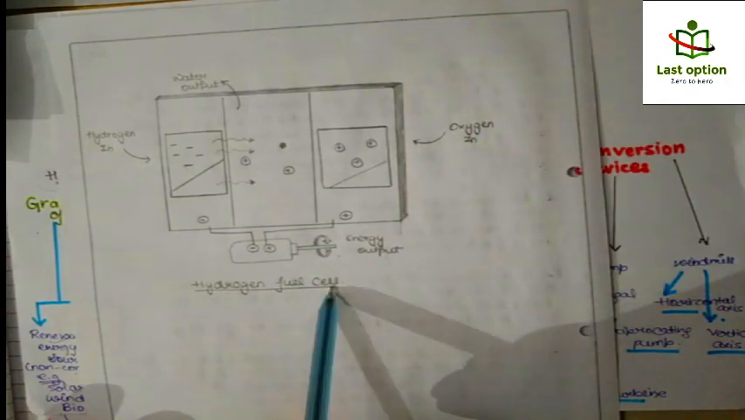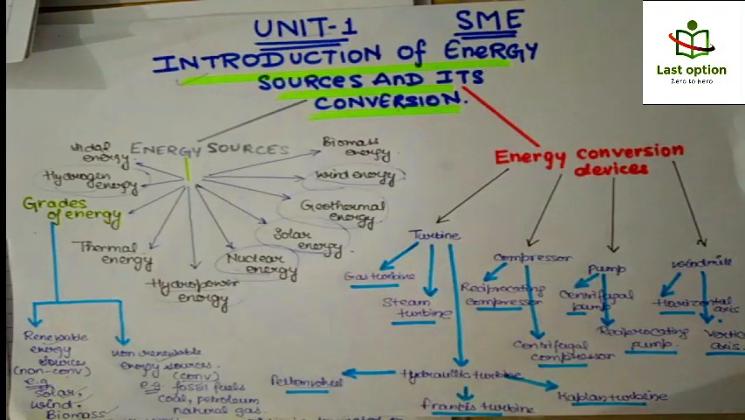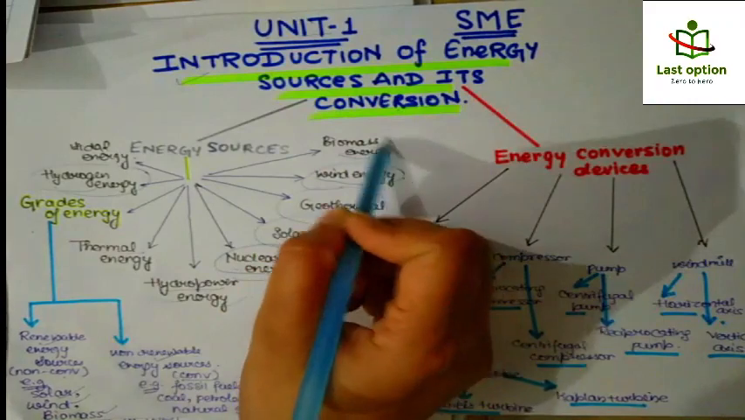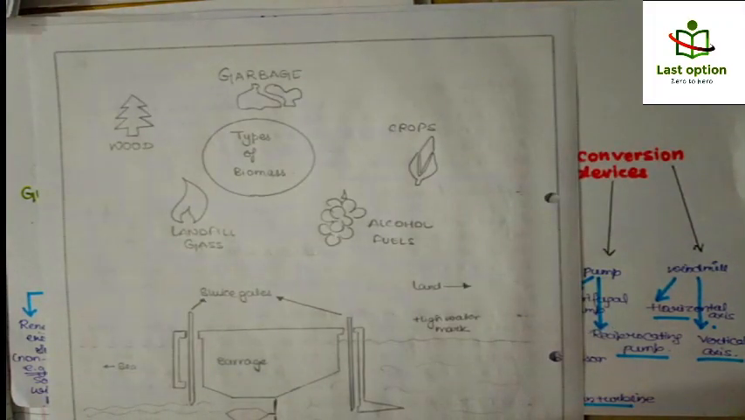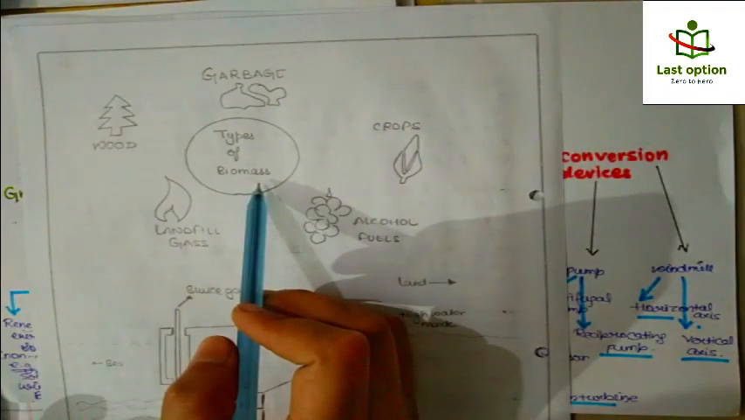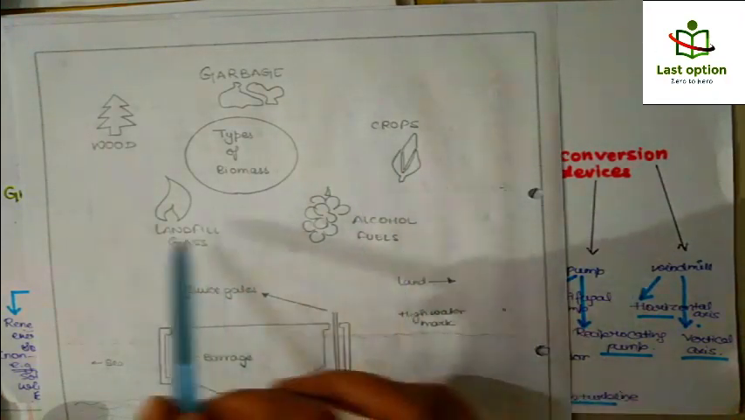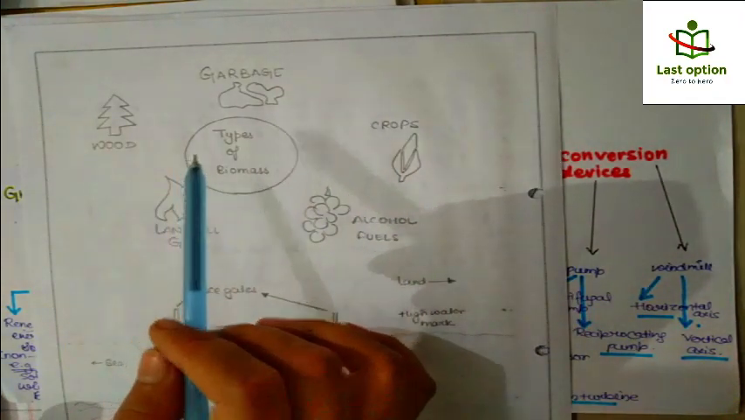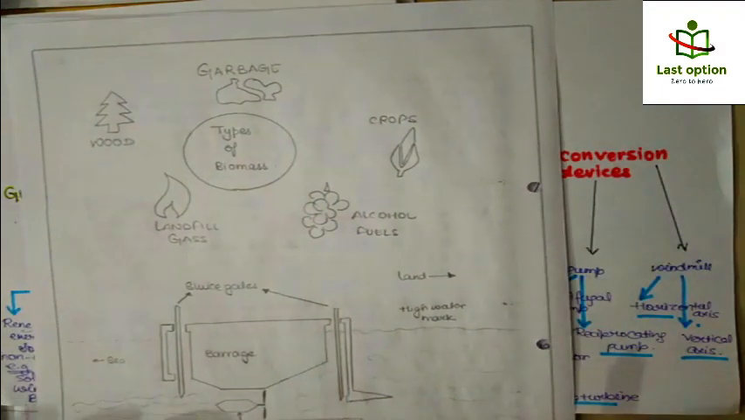Okay, so this is for the hydrogen fuel cell. The next type of energy that we are going to cover is biomass energy. So let's cover that. Here we have the types of biomass energy: garbage, crops, alcohol fuels, landfill gas, and wood, which are used to create biogas.